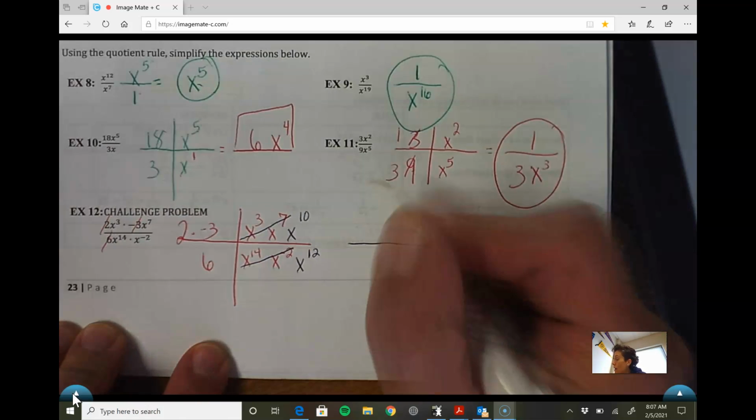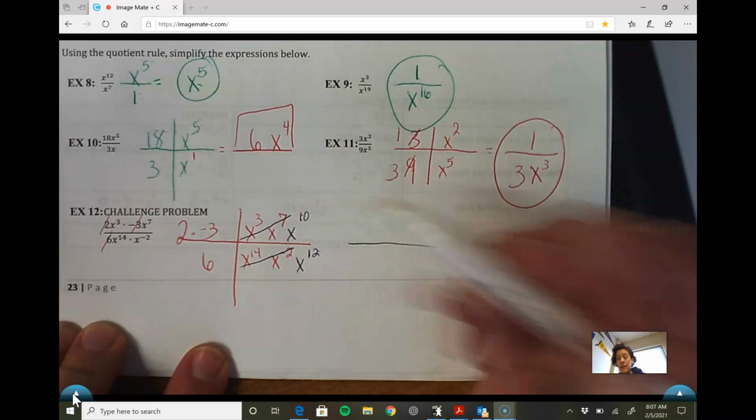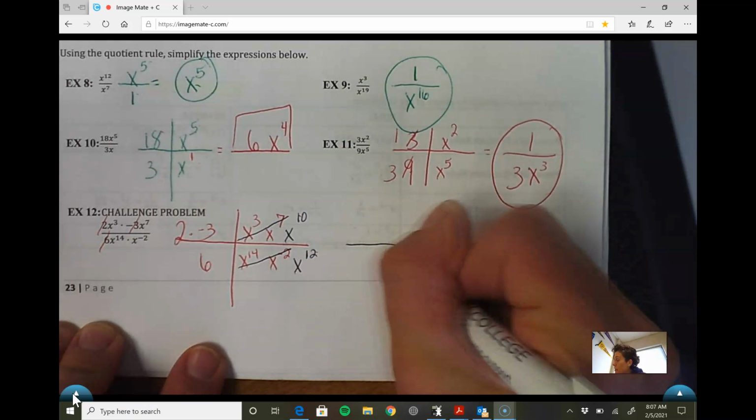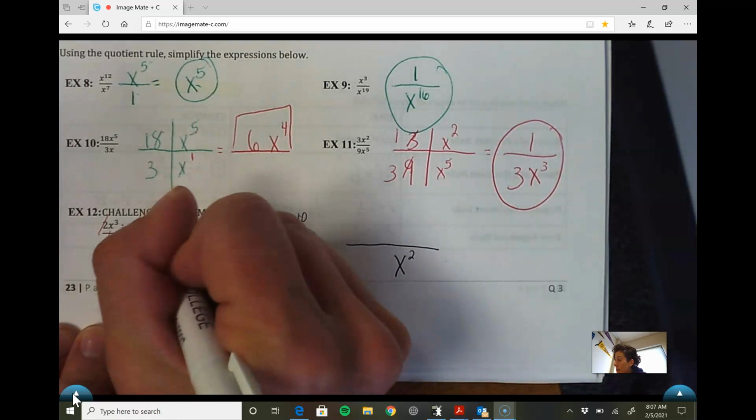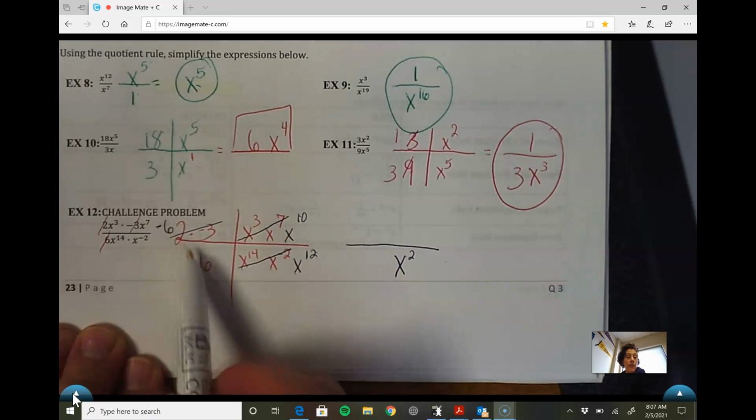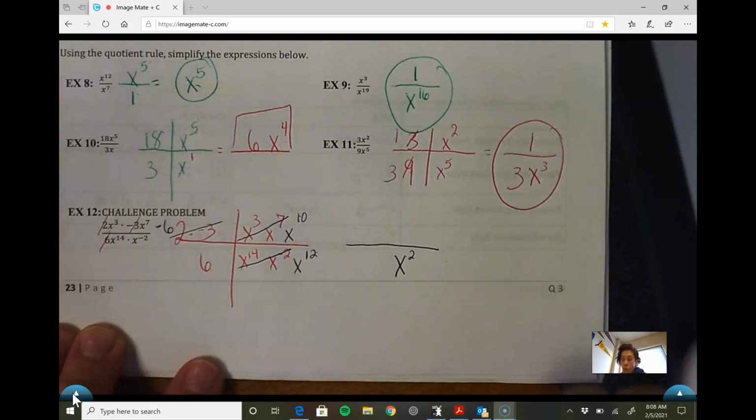And then when I subtract the exponents, 12 minus 10 is 2. My 2 x's are in the denominator. And then as far as this goes, I'll just clean this up. And then when I do take -6 divided by 6, that's just a -1.